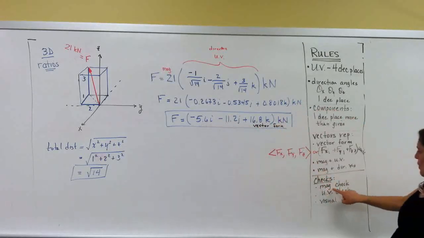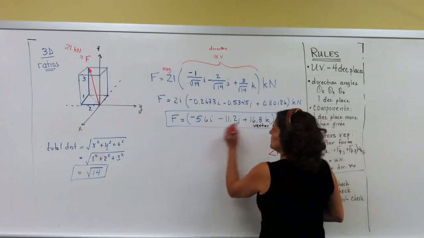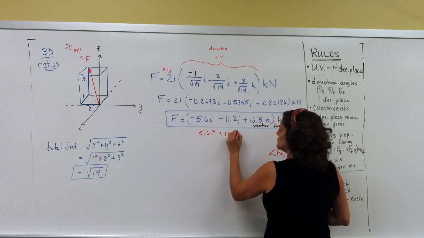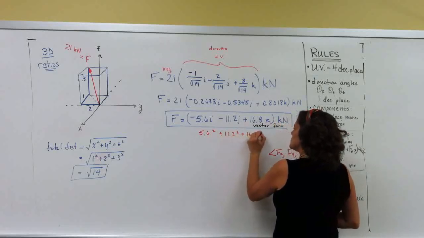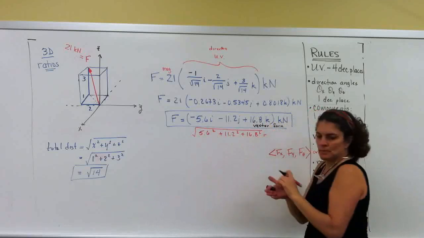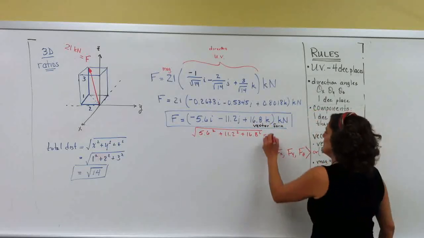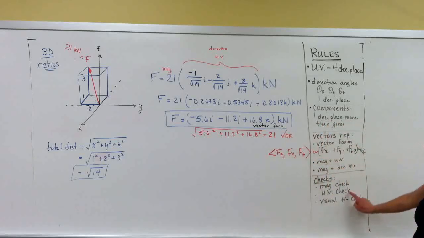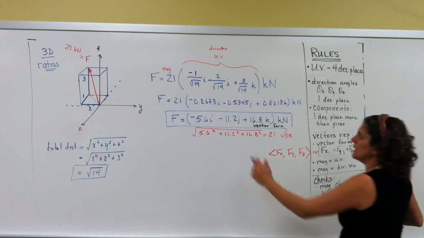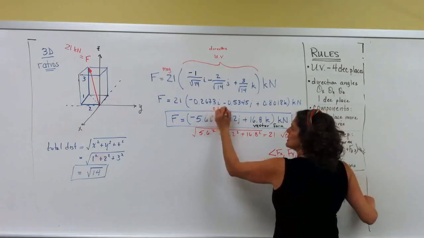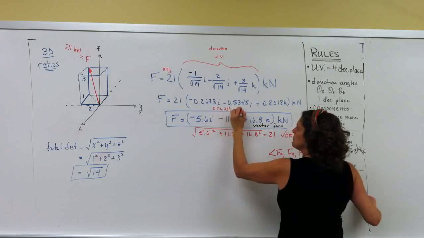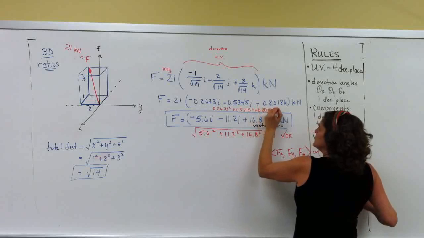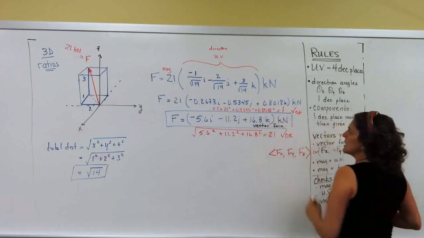So what is the force check, the magnitude check? Well, Pythagorean's theorem: 5.6 squared plus 11.2 squared plus 16.8 squared under the radical. I do it on my calculator and I get 21. So I checked the magnitude. What else could I do? I could do a unit vector check. And how do I do that? 0.2673 squared plus 0.5345 squared plus 0.8018 squared, and it comes out to be 1, so that checks out too.